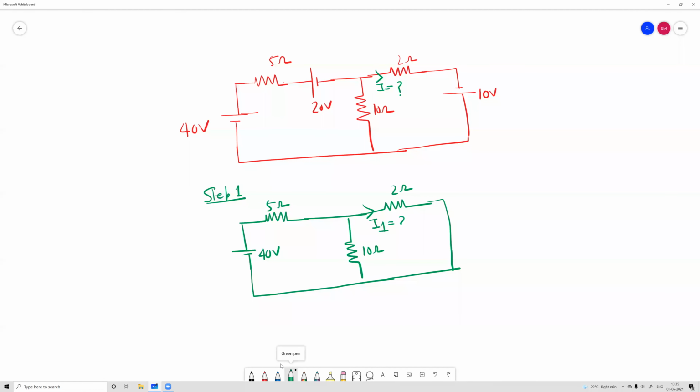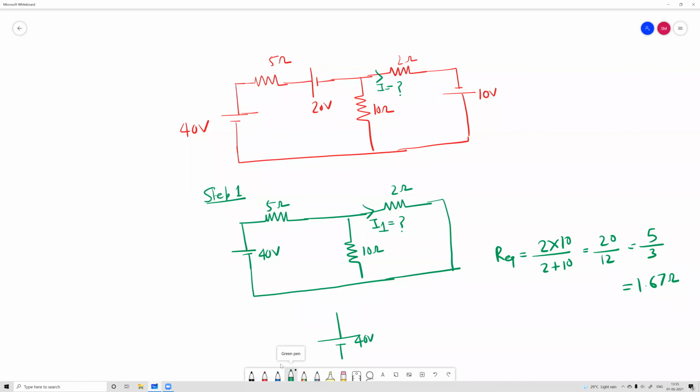First we'll find out the total resistance. Total resistance of what? 2 ohms and 10 ohms, they are in parallel. So what will be R equivalent? That will be 2 into 10 divided by 2 plus 10. So that is 20 by 12, that is 5 by 3, so that is 1.67 ohms.